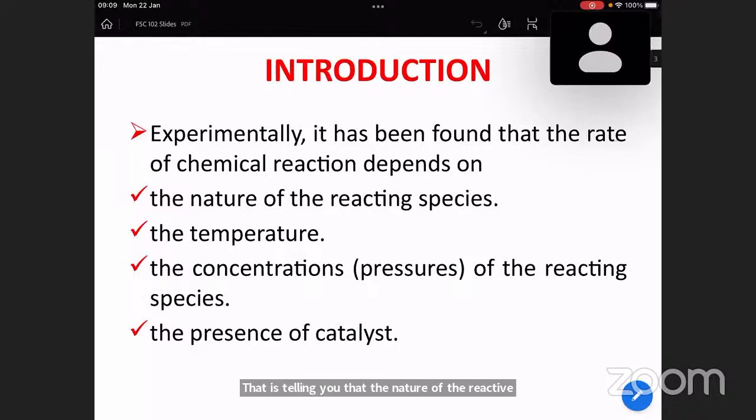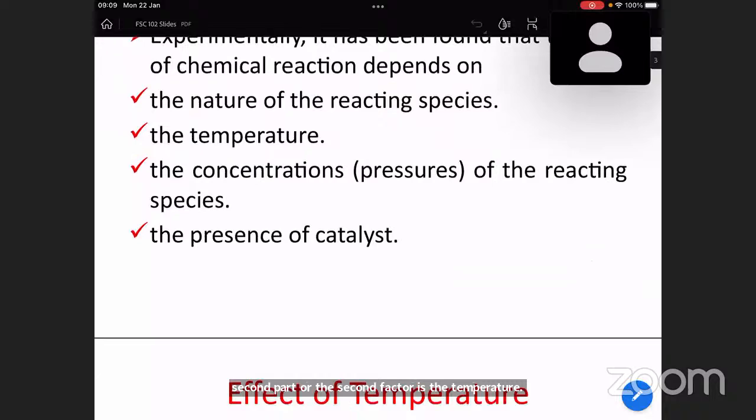The nature of iron is actually why the reaction was slow, and the peculiar nature of sodium is also why the reaction was very fast in the case of sodium and water. So the nature of the reactants is very important. The second factor is the temperature.